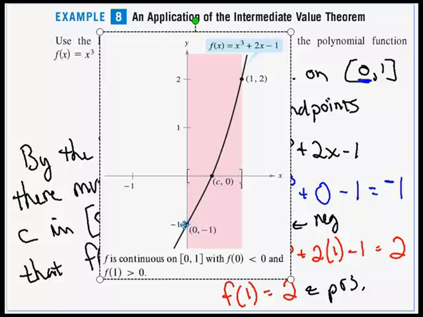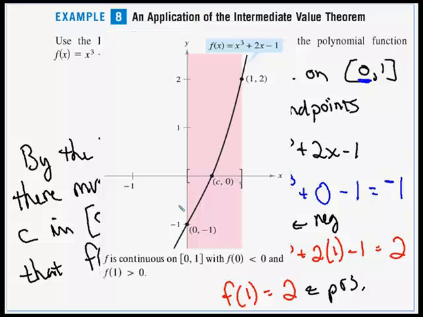Our interval goes from 0 to 1 on the x-axis. When we plugged in 0, we were down below the x-axis in negative y territory. When we plugged in the positive 1, the other endpoint of the interval, we were up here at positive 2. There is no way that you could connect this dot on the left and this dot on the right without crossing the x-axis. So that's what this intermediate value theorem is guaranteeing us. They're saying that somewhere in between 0 and 1 on the x-axis, we have to cross the x-axis. When we plug c into the function, we'll get an output of 0.